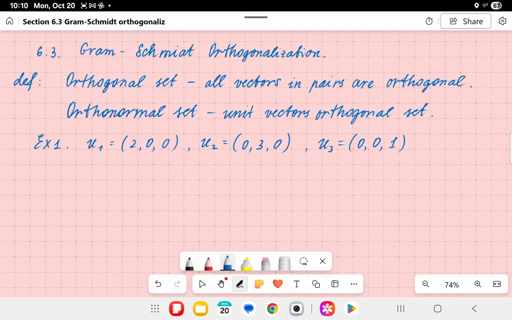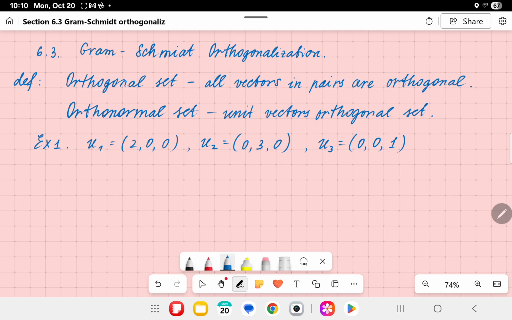Orthogonal set. This is a set of two or more vectors where all vectors in pairs are orthogonal. So if you have two vectors, they are just orthogonal. If you have 3, 4, 5 vectors, they are orthogonal in pairs. So vector 1 is orthogonal to vector 2, vector 1 is orthogonal to vector 3, and so on. All of them are orthogonal to each other.